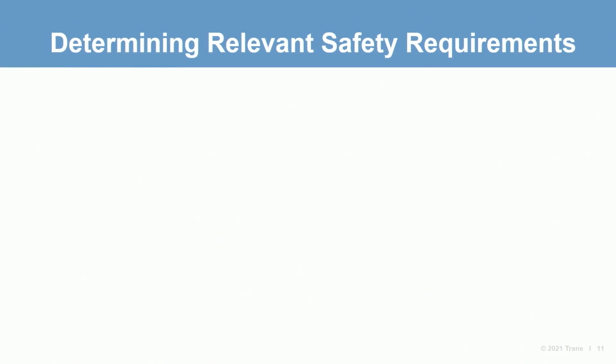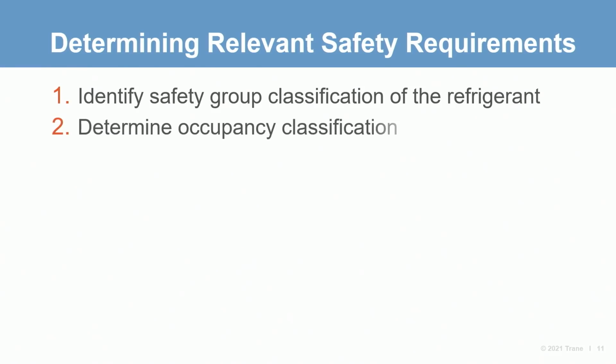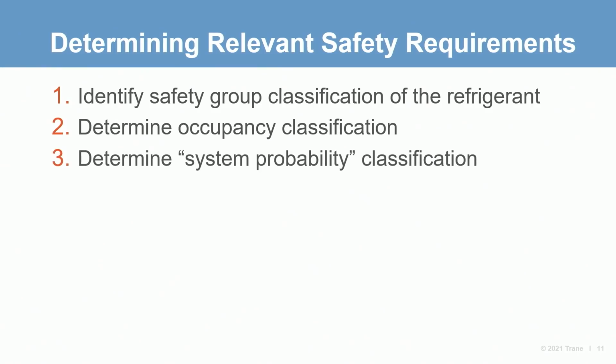Now, some of the requirements in the standard are general and apply to all system types. Others are specific to the type and use of the refrigerating system. To determine which requirements must be met for a specific project to achieve compliance with Standard 15, the first step is to identify the safety group classification of the refrigerant. Then you determine the occupancy classification of the space that houses the refrigerating system. And finally, you determine the system probability classification. Based on these three pieces of information, you can then identify the relevant safety requirements from the standard.